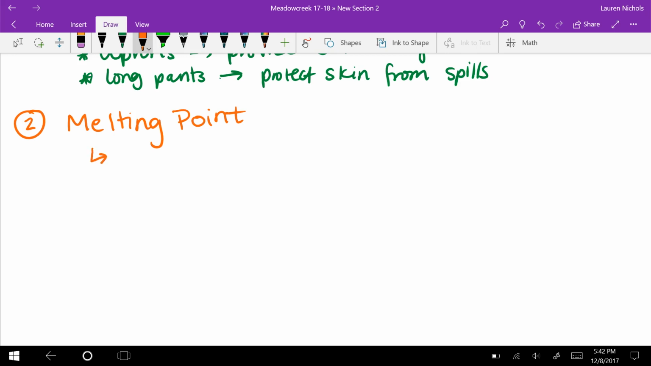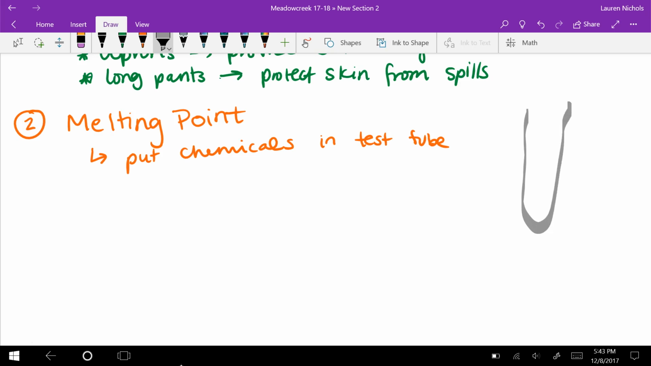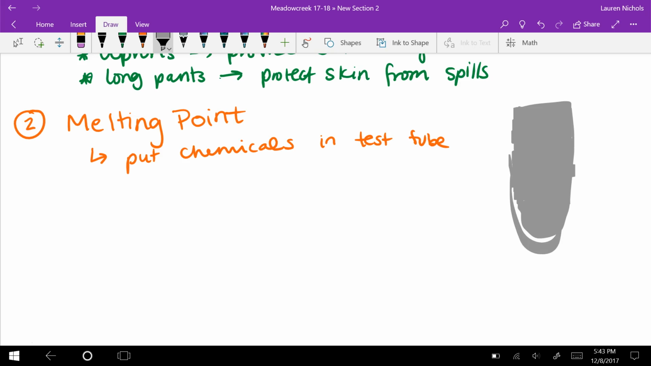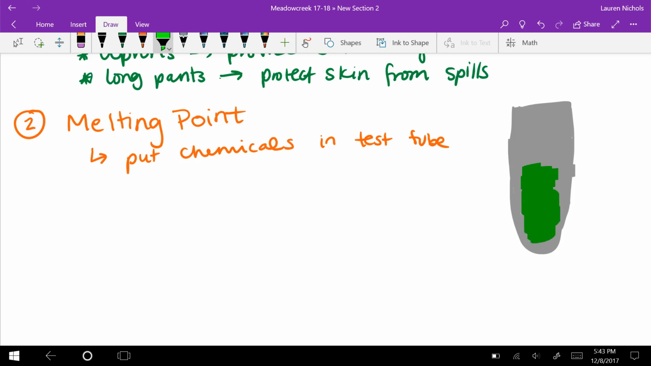Okay, so with melting point, the way we did it in class is you put the chemicals in a test tube. So let's say that we have our test tube over here. I'm going to make it silver. This is our test tube. Sorry, I'm getting a little OCD. You need to make it nice and neat. I'm doing a terrible job of that, but whatever. This is our test tube. What we did was we put chemicals inside it.